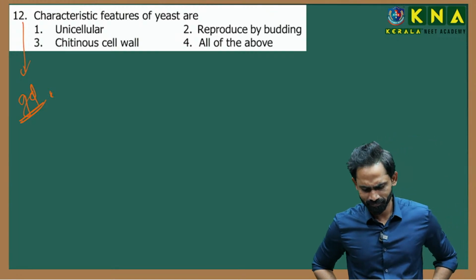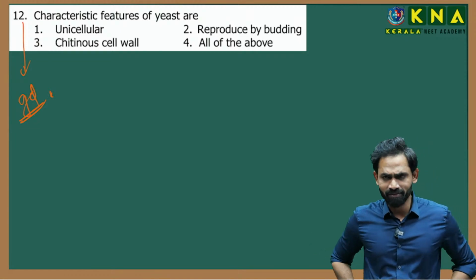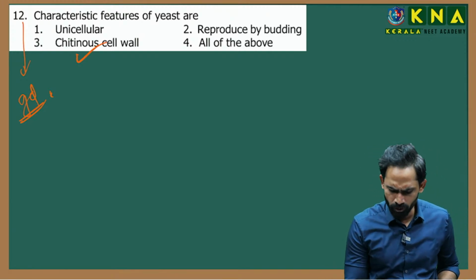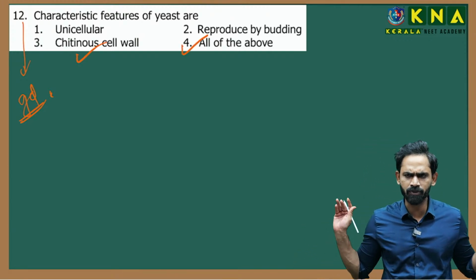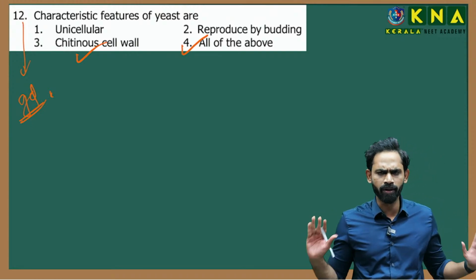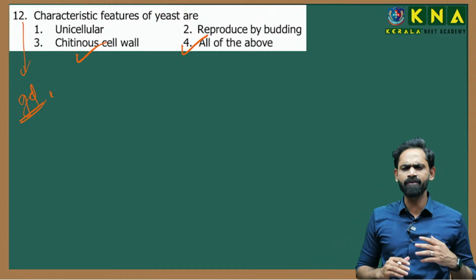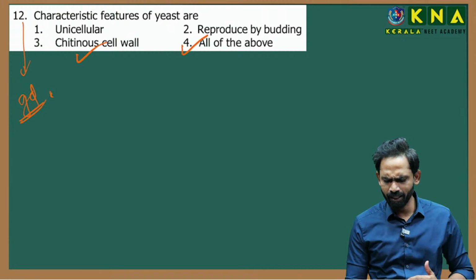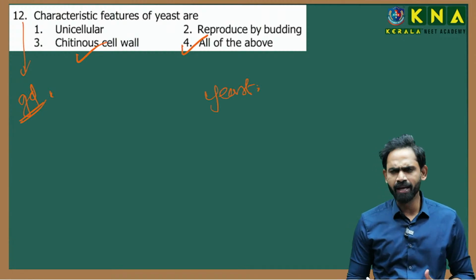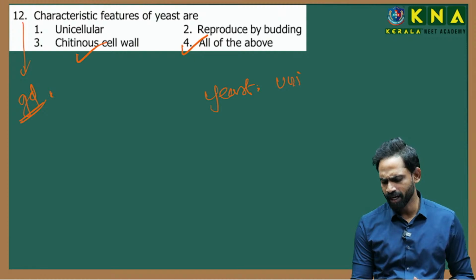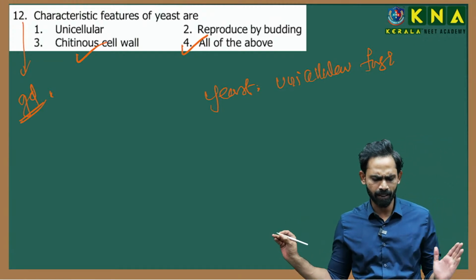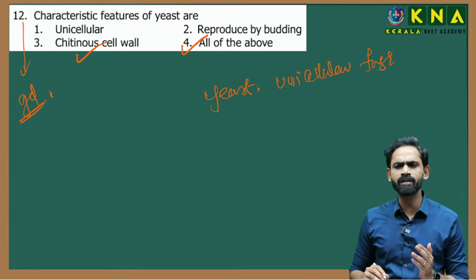Unicellular. Reproduced by budding. Very good. That is why budding yeast. Fungi is made up of a chitinous cell wall. So I am going for all of the above. Are you sure about the options? Okay. Now coming to this one. Why I gave definitely more than good, slightly more than good. Sir, yeast is a unicellular fungi. Chitinous cell wall, everything okay. Lastly, I will tell about chitin. So, yeast is a unicellular fungi.